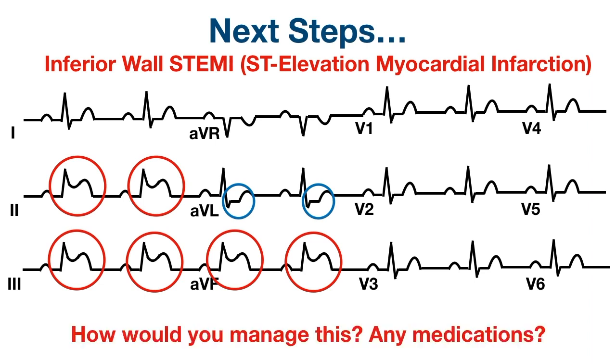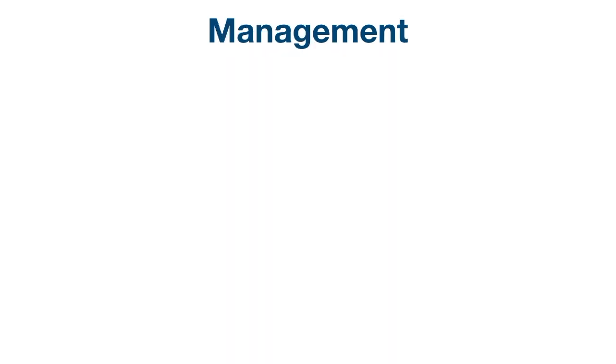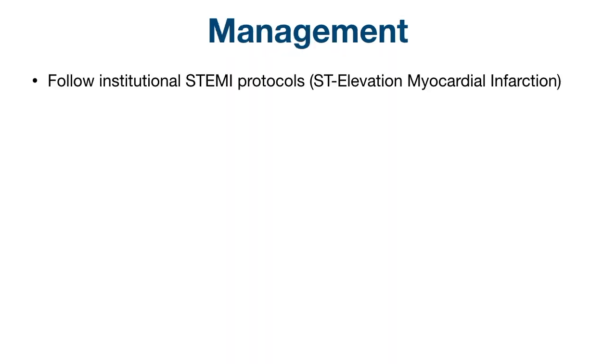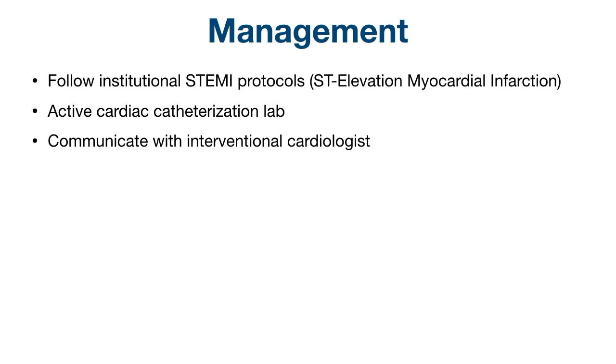Hit pause in the video. How would you manage this, and what medications would you administer? You should follow your institutional protocols for a STEMI. STEMI protocols can change over time, so make sure you follow current guidelines. You should activate the cardiac catheterization lab for intervention and potential coronary stent placement for his MI. The top priority is to restore blood flow to the heart as quickly as possible. You should consult and communicate with the interventional cardiologist or appropriate provider.